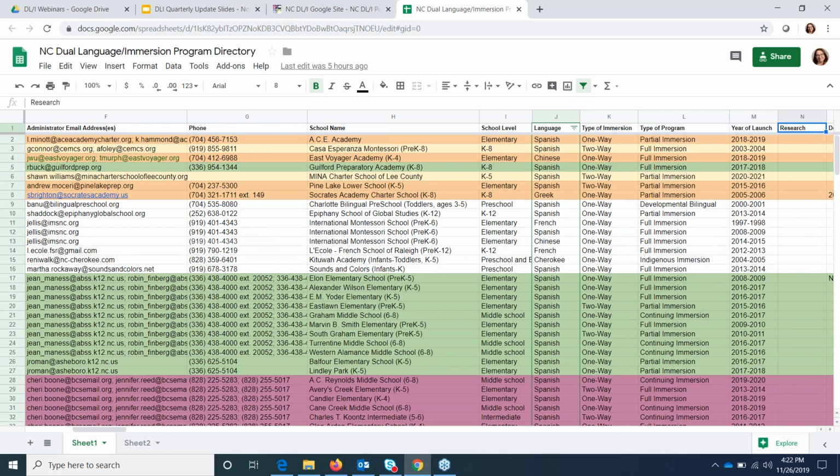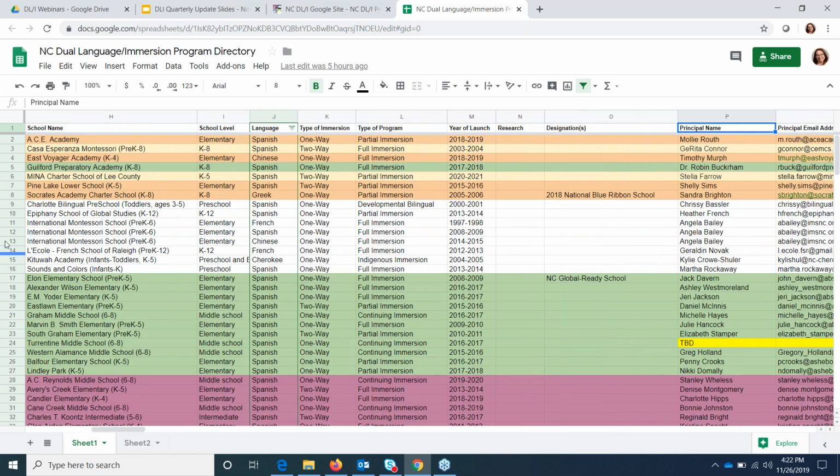Following that, we have a whole section on the DLI program, starting with the school name, of course. Then we have the school level. Is it an elementary, a middle school, or a high school program, or is it something else? Is it perhaps K-8 or K-12? We have the DLI program language as a category, so you can sort through that. The type of immersion, one-way or two-way immersion like we just talked about. The type of program, and you can see partial immersion, full immersion, developmental bilingual, they're all there.